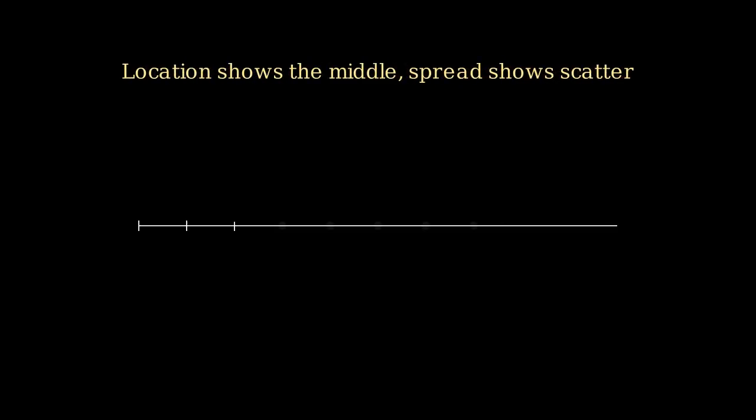Today we are looking at measures of location and spread in mechanics and statistics. Measures of location tell us where the middle of the data is, and measures of spread tell us how far the data is scattered from that middle.